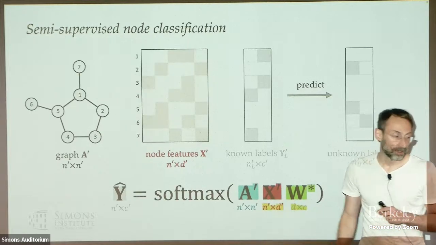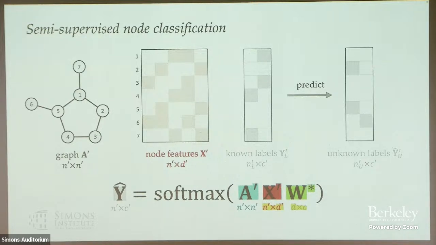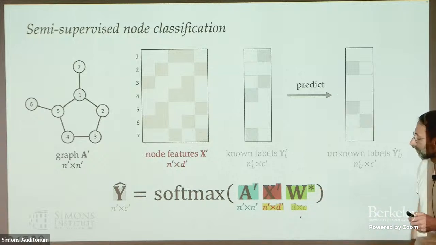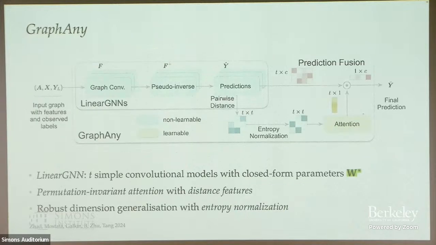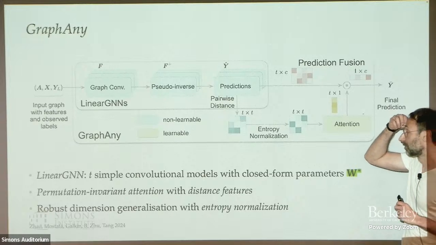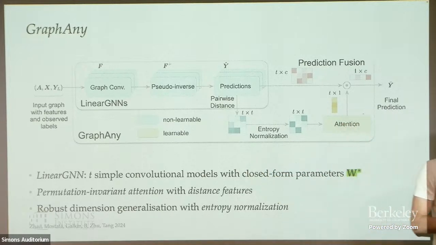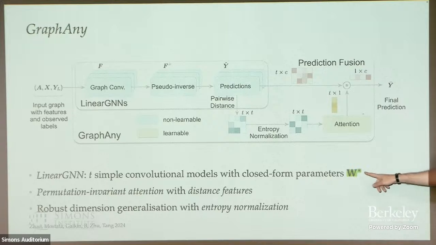And what we've seen is that the simple application of a very simple graph neural network architecture doesn't work because the sizes of the weight matrices do not coincide with the dimensions of the features. So we need something that somehow abstracts these representations and doesn't rely on matrices of fixed size. And that's the idea of the architecture. So we use a set of simple convolutional models for which the parameters can be computed in closed form. Basically, we have a closed form expression for these W that does not require any learning.